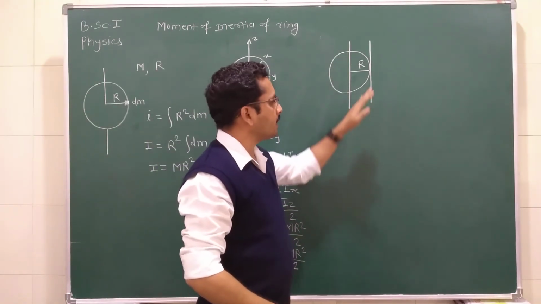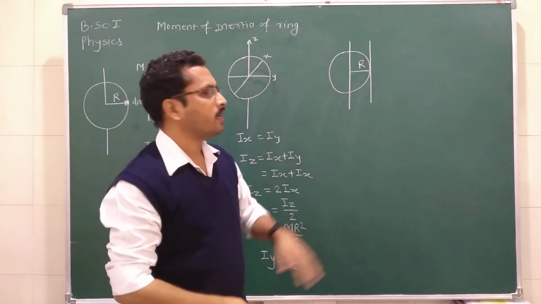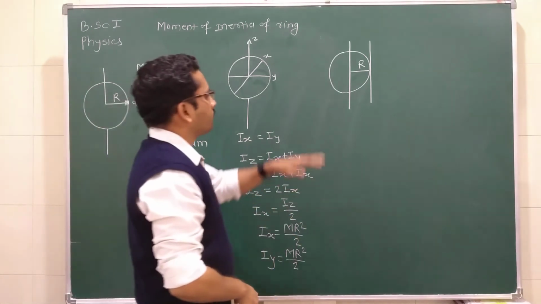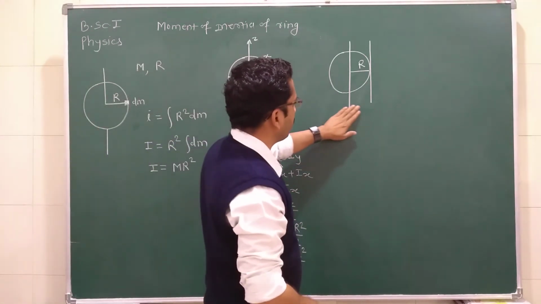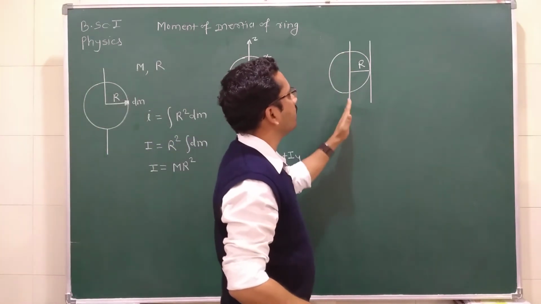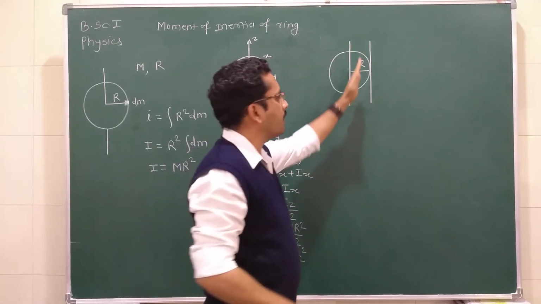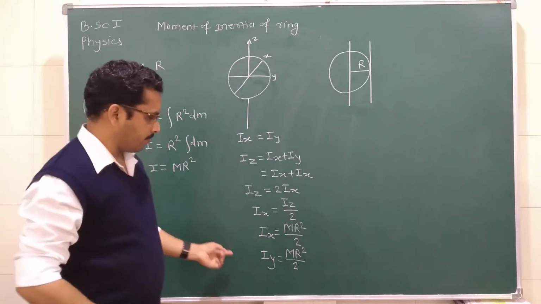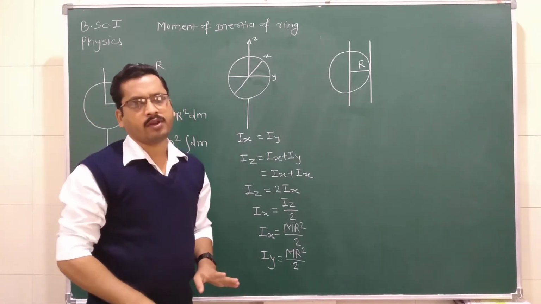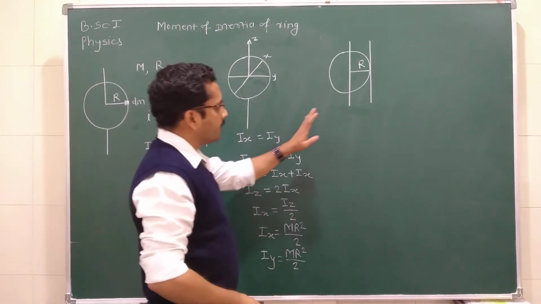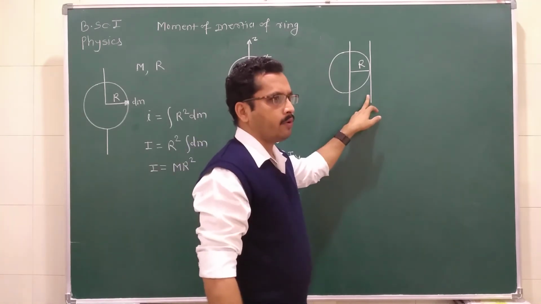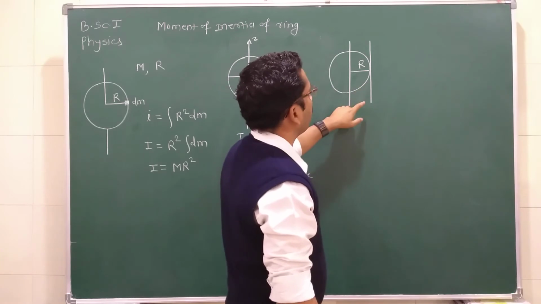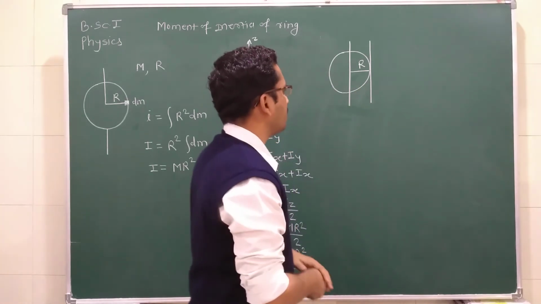What is the tangent? How is this tangent connected? This tangent is in the plane of the ring. So if the tangent is in the plane of the ring, then this is nothing but the diameter. The moment of inertia about the diameter we have already calculated. So to find the moment of inertia about this axis, we can use the parallel axis theorem.